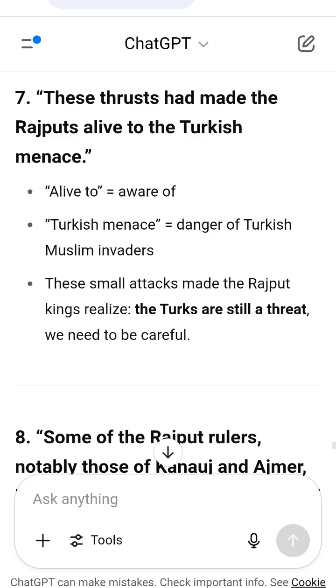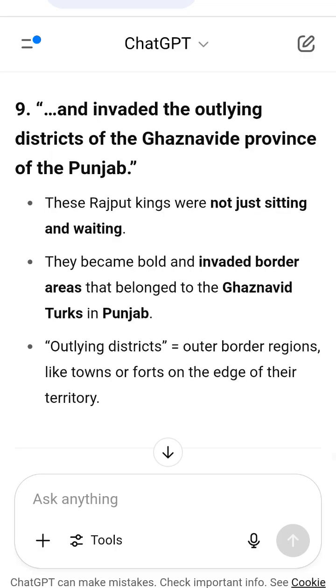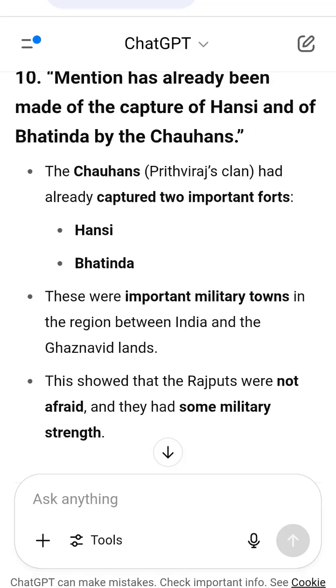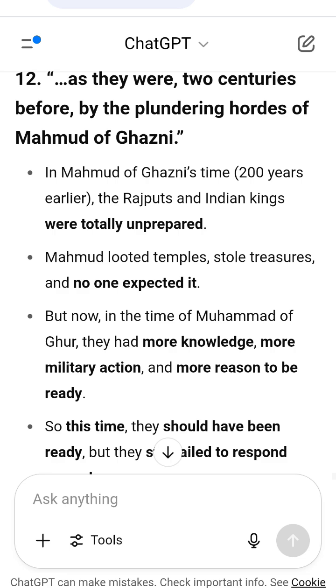12. As they were two centuries before by the plundering hordes of Mahmud of Ghazni. In Mahmud of Ghazni's time, 200 years earlier, the Rajputs and Indian kings were totally unprepared. Mahmud looted temples, stole treasures, and no one expected it. But now, in the time of Muhammad of Ghur, they had more knowledge, more military action, and more reason to be ready. So this time, they should have been ready, but they still failed to respond properly.